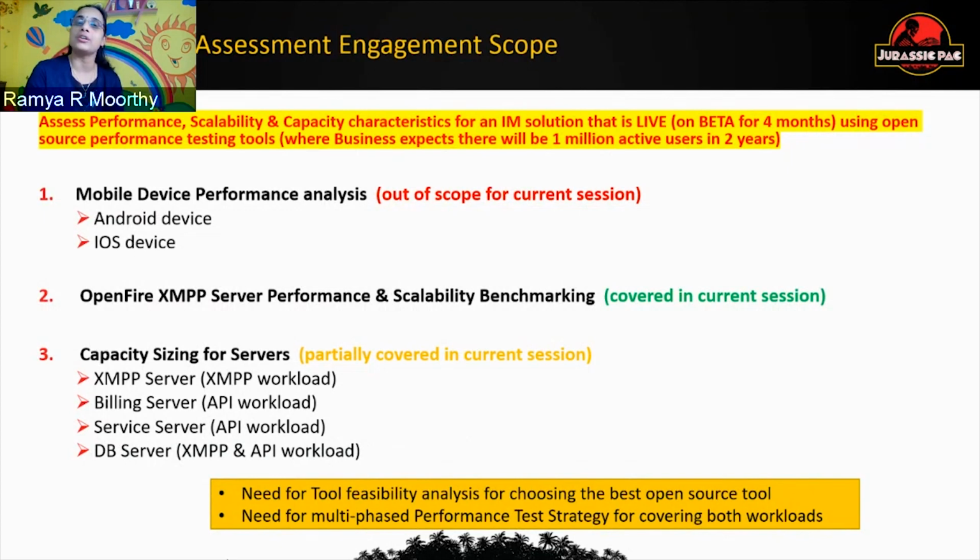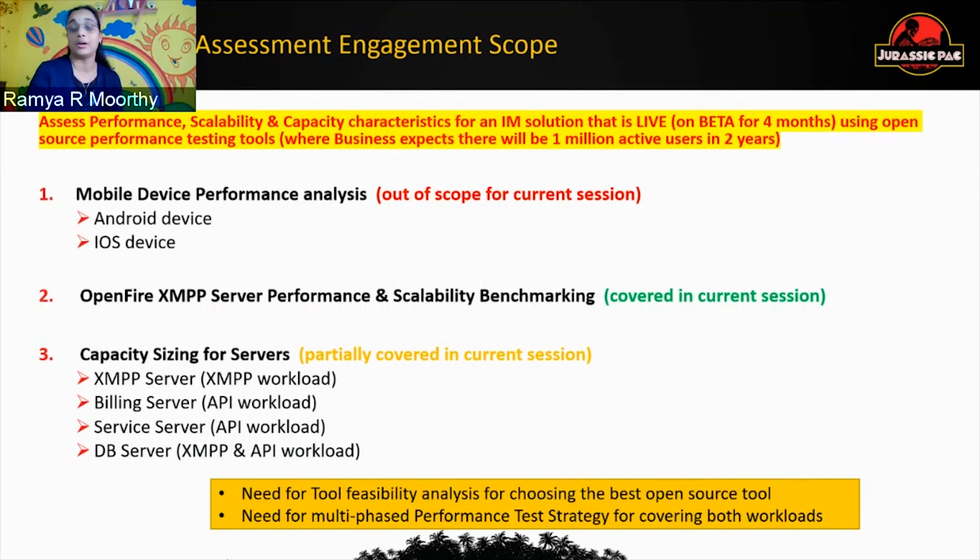Okay, so as I was saying, the client asked, can you do this assessment? This IM solution is already live. It is in beta, where it has been running in prod for the last 4 months. So they have some statistics on how users would access it, but it is a very small number of users. But the business vision was very clear: 2 years from now, I would have 1 million active user connections. I just want to know whether my application is first capable of that, and if so, what hardware investment I might need to make it up and running on AWS.